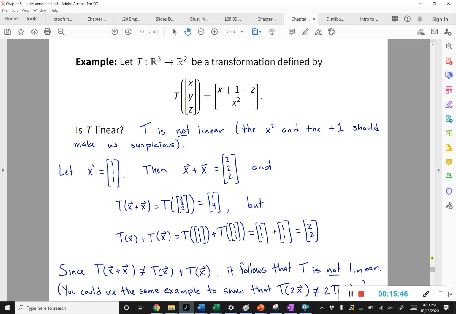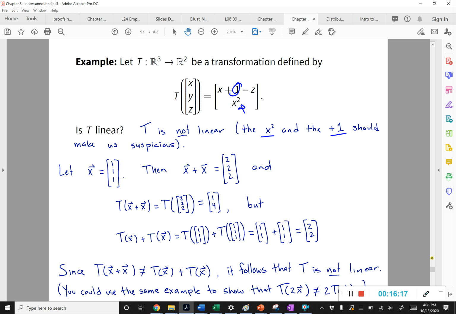What about this transformation? Well, that doesn't look like a linear thing with that squared, and this might cause us problems with the add 1. The x squared is going to cause us problems because it's not going to take a line to a line, and the plus 1 is going to cause us problems because it's going to shift us off the origin. So those are the two intuitive reasons why this won't be linear.